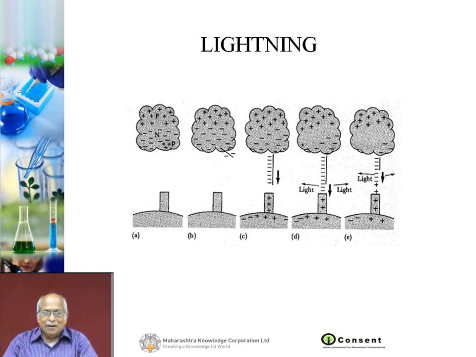Then in figure C, you also see induced positive charge on the earth. Earth, and then what is shown, maybe a building, maybe a tree, or some similar structure. So huge positive charge will be induced in the earth. Now the potential difference between the negative charge of the lower end of the cloud and the positive charge of the earth is tremendously large, 100 million volts or more, 10 raised to 8 volts.